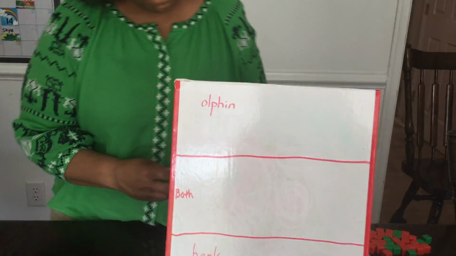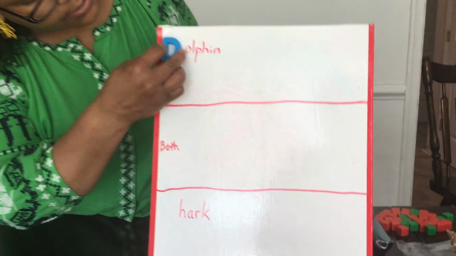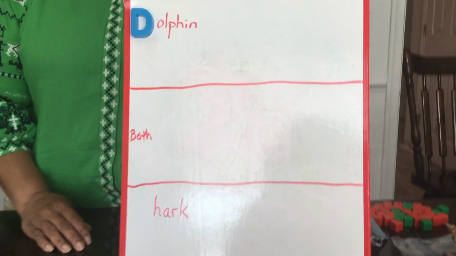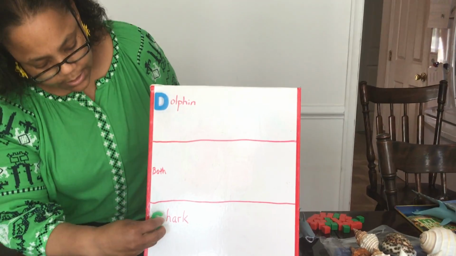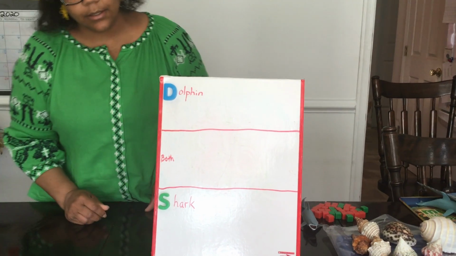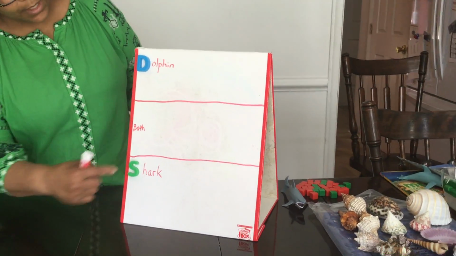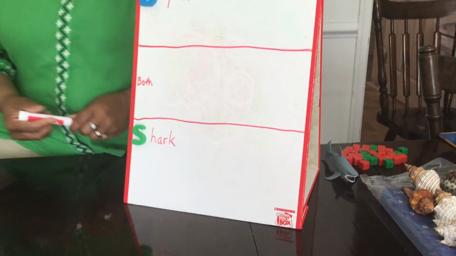So, now that we've looked at what a shark is, and what a dolphin is, let's see if we can write and remember what the difference in a dolphin is and what the difference in a shark is, and what are some things they both can do.